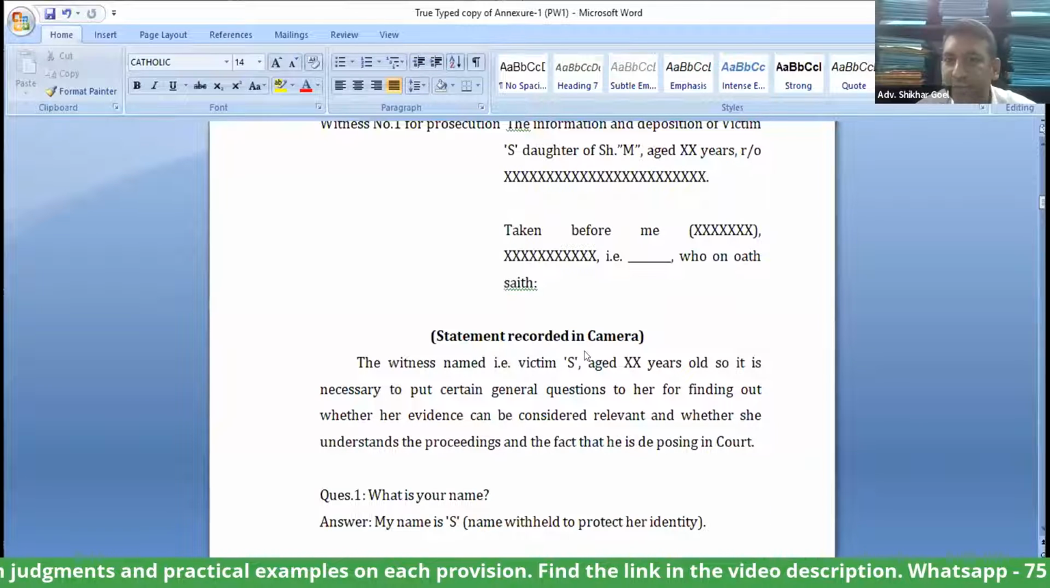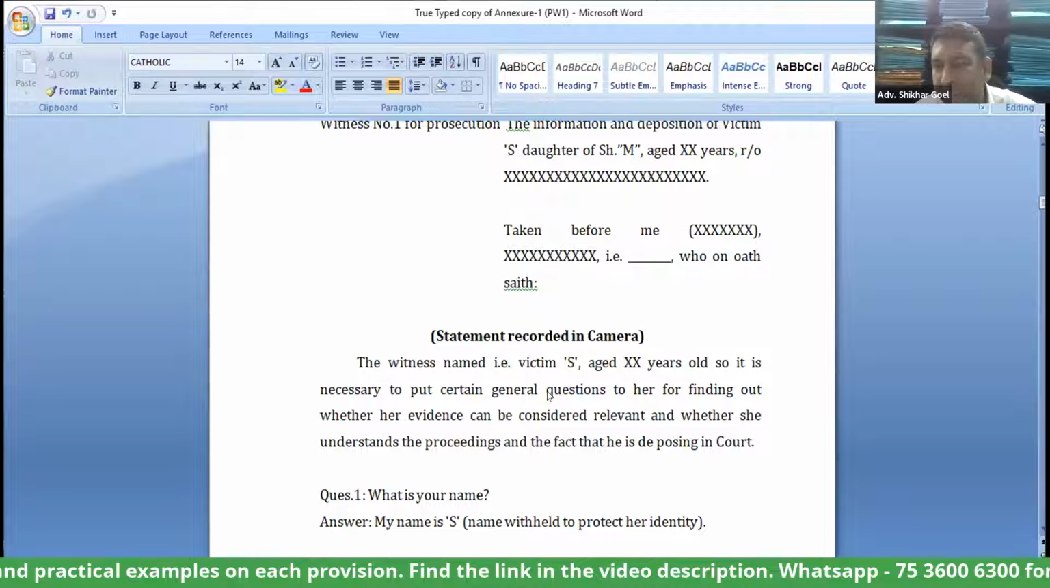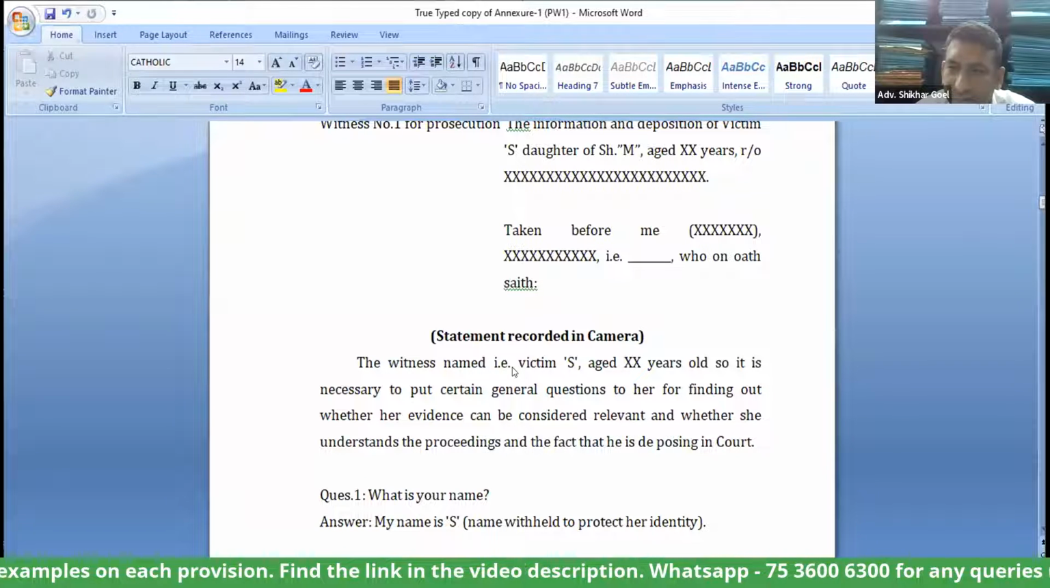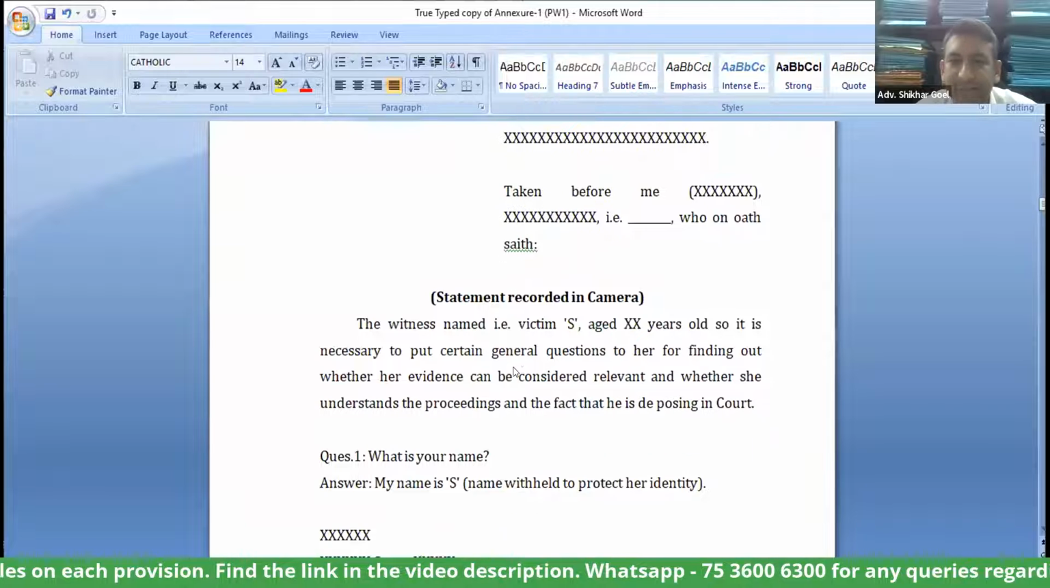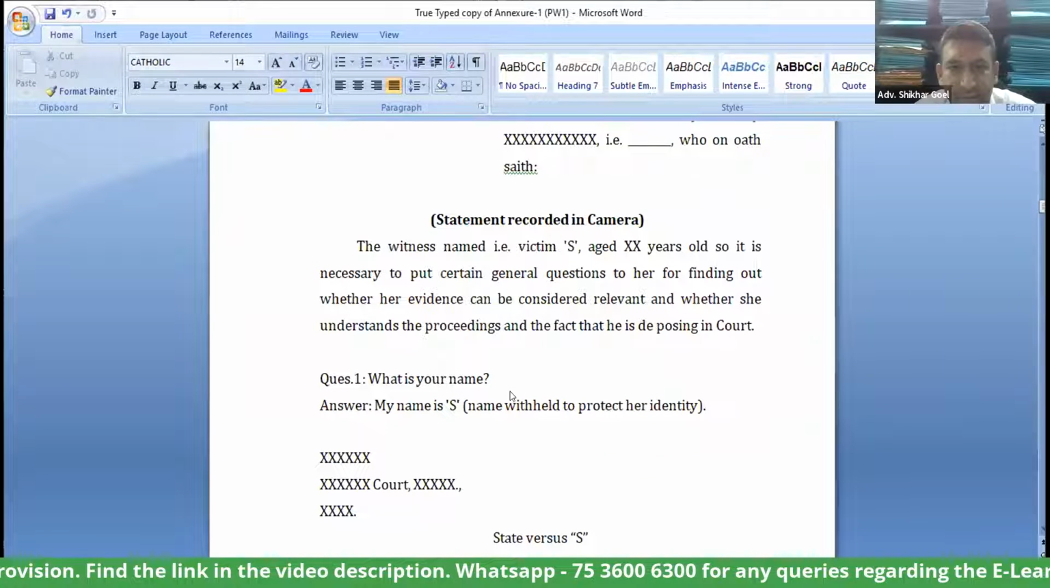Now you see the statement recorded in camera. Why do you see the typed version? Because this particular statement was used in the High Court for the bail application. So we need to have a true type copy in case you cannot comprehend the original copy.